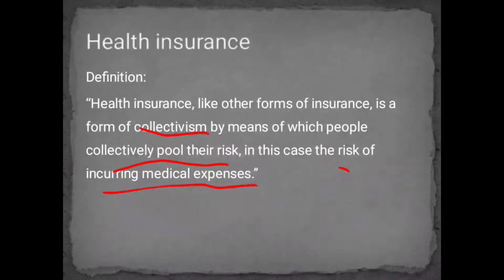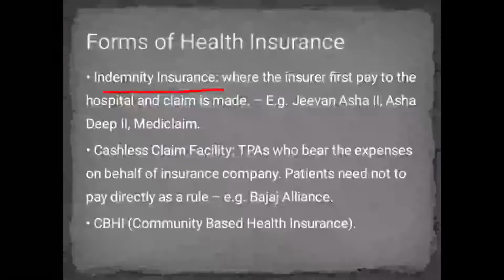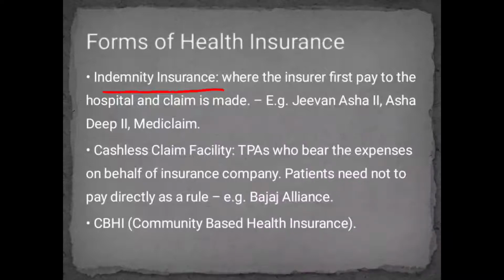So let's move to the next slide. Forms of health insurance. In health insurance there are different forms. First is indemnity insurance. Here in indemnity insurance, it is the insured, not the insurer, who first pays the hospital and then a claim is made. It is the insured person who goes and pays first. Some examples are Jeevan Asha, Asha Deep, Mediclaim, and such. These will come up when we speak about the different types of health insurance.